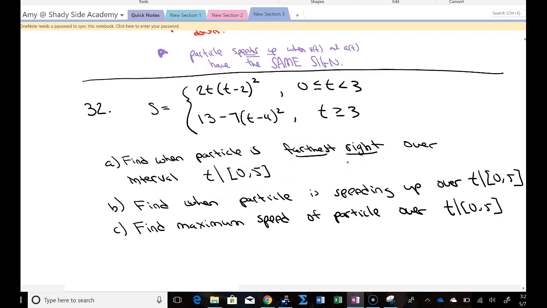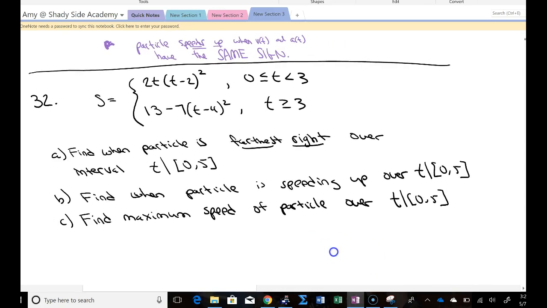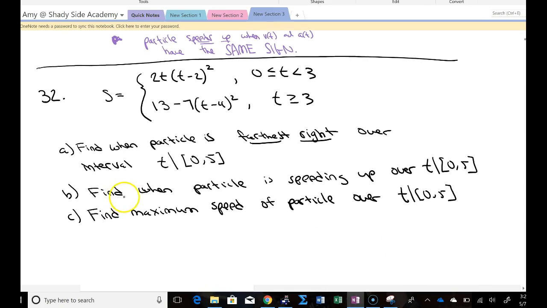B, I want you to find when the particle is speeding up. It could be an interval of times when the particle is speeding up. And then I want you to find the maximum speed. Max speed. This is a great question, everyone. Go ahead and try this one and then replay me for all the answers.